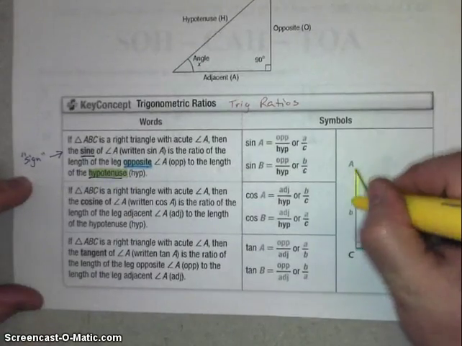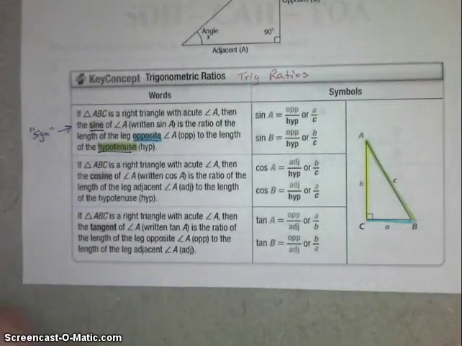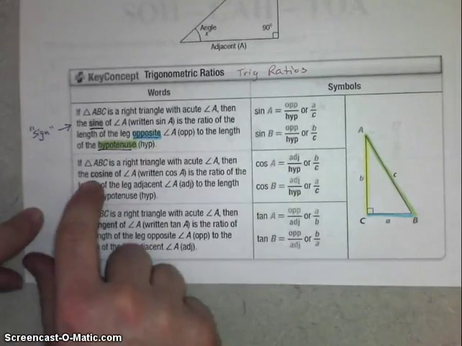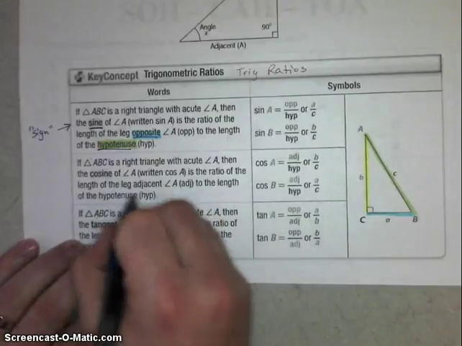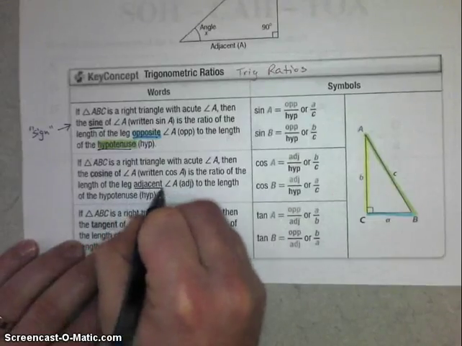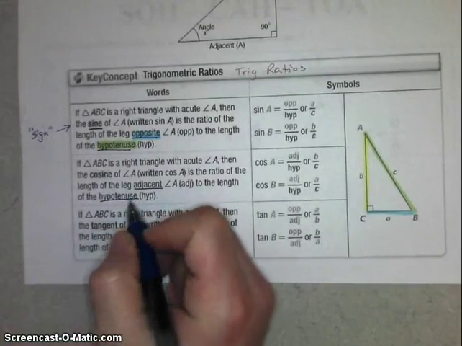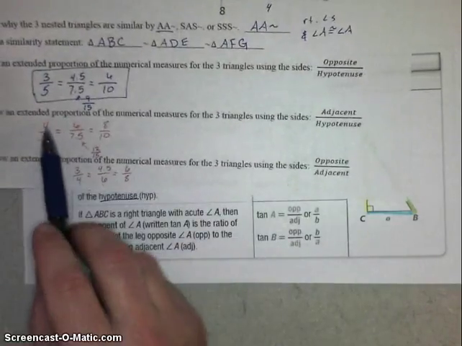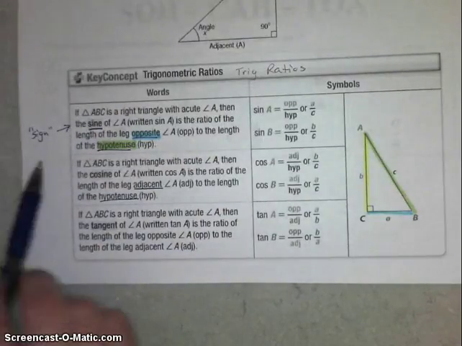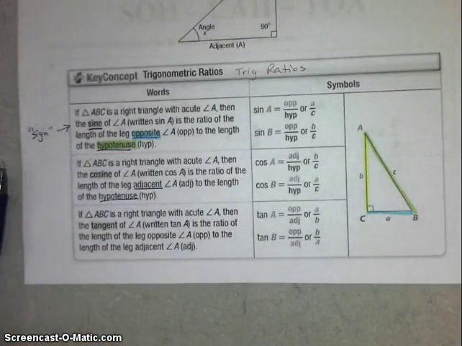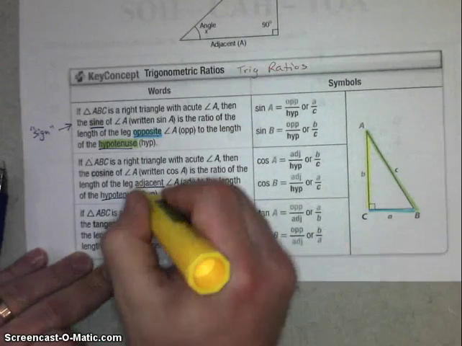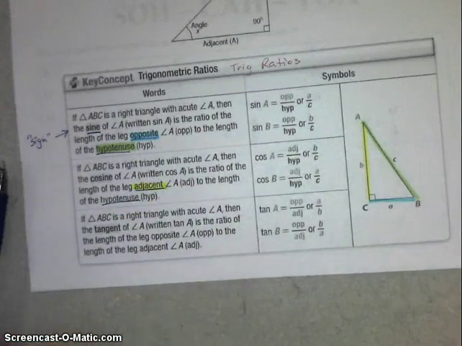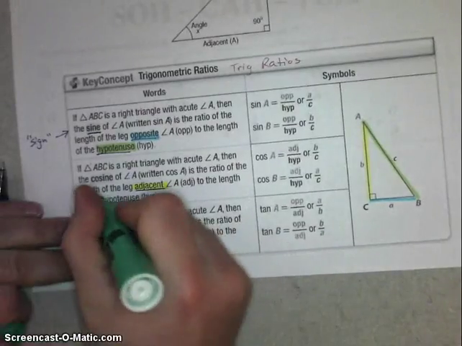Then we have the trig ratio pronounced cosine, co and then sine. The cosine of angle A is the ratio of the adjacent leg over the hypotenuse. So that's that second set of ratios we just found, adjacent over hypotenuse. Okay, the adjacent leg to angle A is this segment over our hypotenuse.